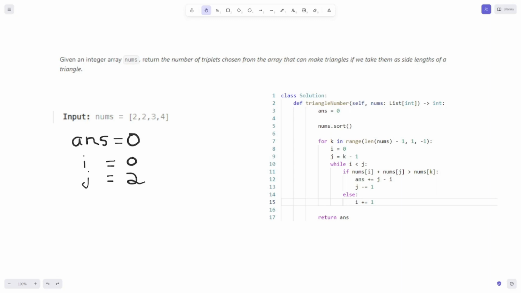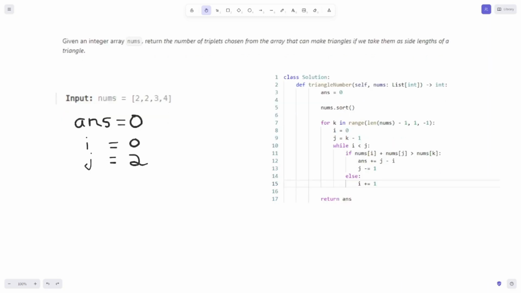And so then we check if this is the case, then we add the value of j minus i to the valid triangles, and then subtract 1 from j to iterate to the next side. Otherwise, we increment the sliding window, so i plus 1, if the two sides are not greater than the third side. And then we return answer.